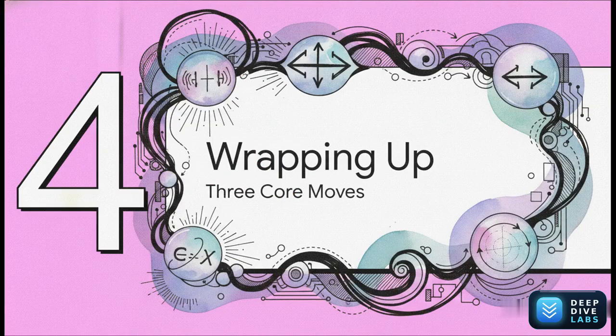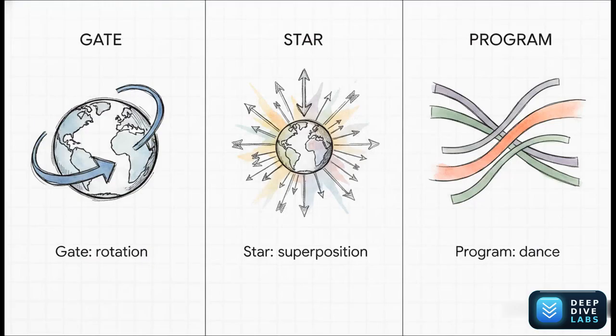So let's bring it all home. Wrapping up, the whole picture in 3 moves. Here is your rapid-fire cheat sheet for everything we just mapped out. 1. A gate isn't a logic chip crunching bits. It's a precise physical rotation of a qubit's arrow on a perfect globe. 2. The stargate takes dead certainty and spins it into a perfectly balanced superposition. It's the true on-ramp to quantum.